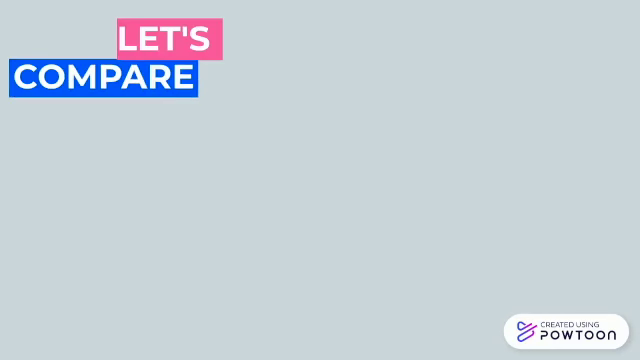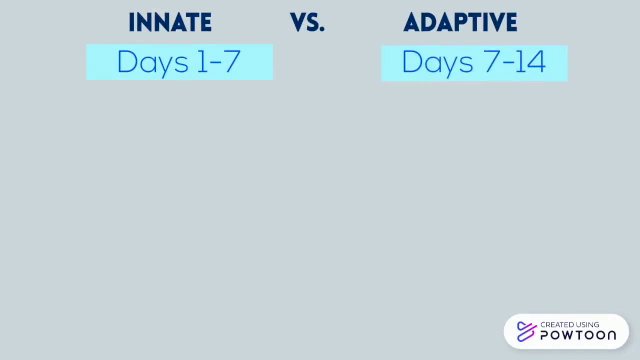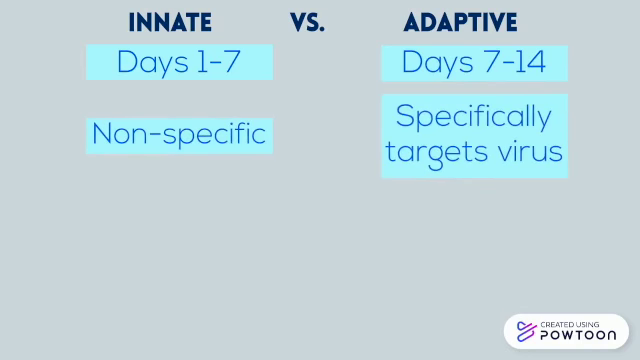Let's talk about the differences between the innate immune response and the adaptive immune response. The innate immune response occurs between days 1 to 7 after the pathogen enters the body, whereas the adaptive immune response occurs between days 7 to 14. The innate immune response is nonspecific. The adaptive immune response specifically targets the virus.